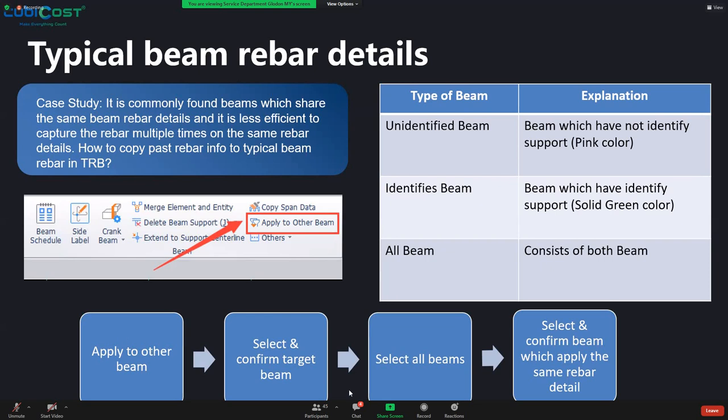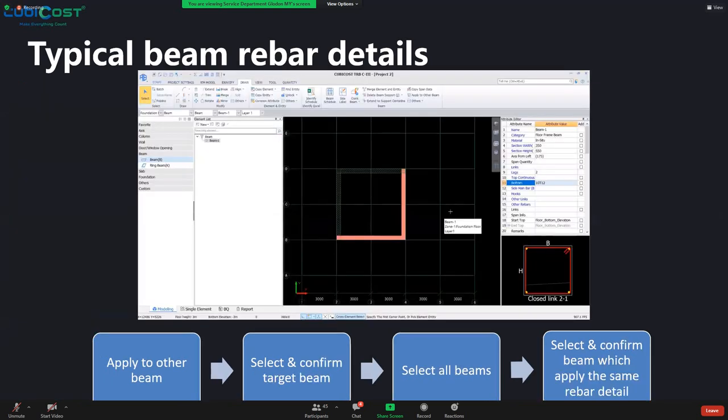So the steps are: apply to other beam, select and confirm targeted beam, select all beams, which is this option, and select and confirm beam which applies the same rebar details. Normally users will ask me, why Chester? Why do you select all beams? Why not just select the beams that I want? Because normally, just to be safe, yes, you can do that, no problem at all. But as human nature, it is best just to select all beams, just to be safe, and definitely it will copy over the rebar details to the beam that you need.